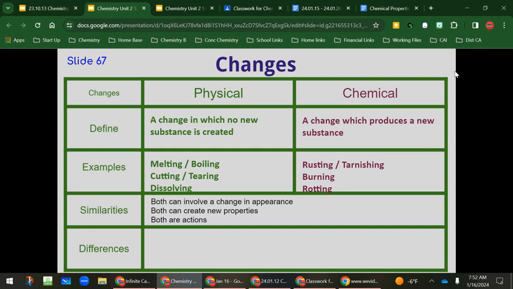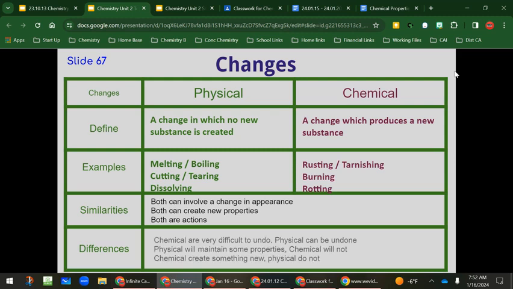Okay? Both of these are actions though. That is the important part. Whether you're talking about physical changes or chemical changes, they are both actions, ladies and gentlemen. Okay? They are both actions. All right.